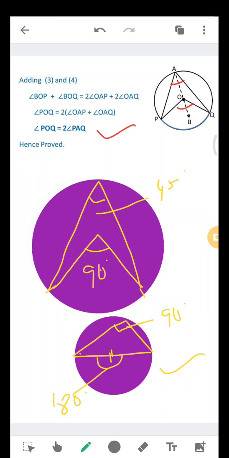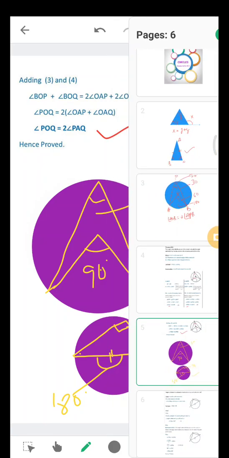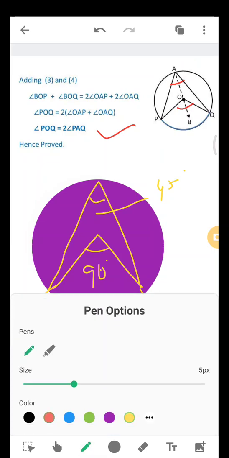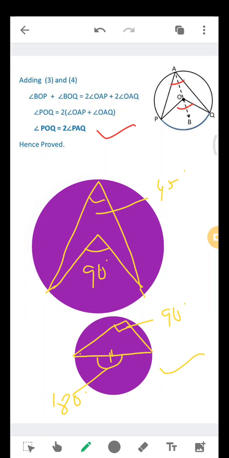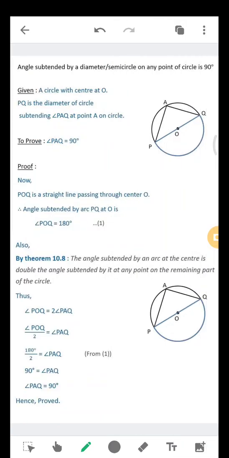So this is also one theorem in our chapter, that is, angle in a semicircle is a right angle. This theorem is read as angle in a semicircle is a right angle. Whenever you make an angle in a semicircle, it will always be a right angle, that is 90 degrees. This theorem is given here. You can easily prove it by looking at the steps. So try this theorem: angle in a semicircle is a right angle.